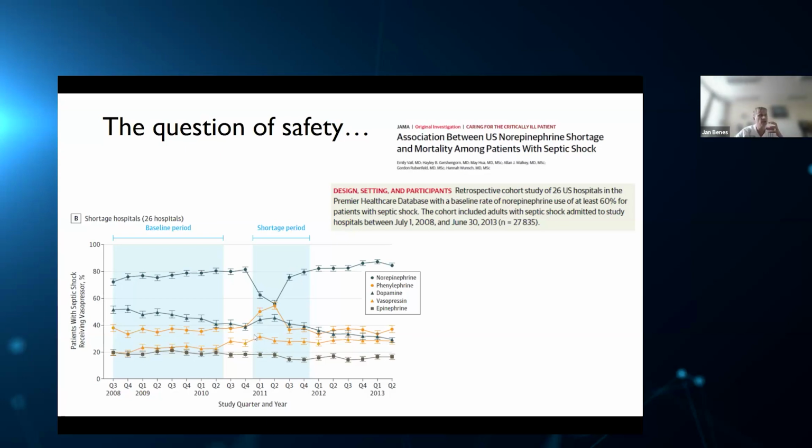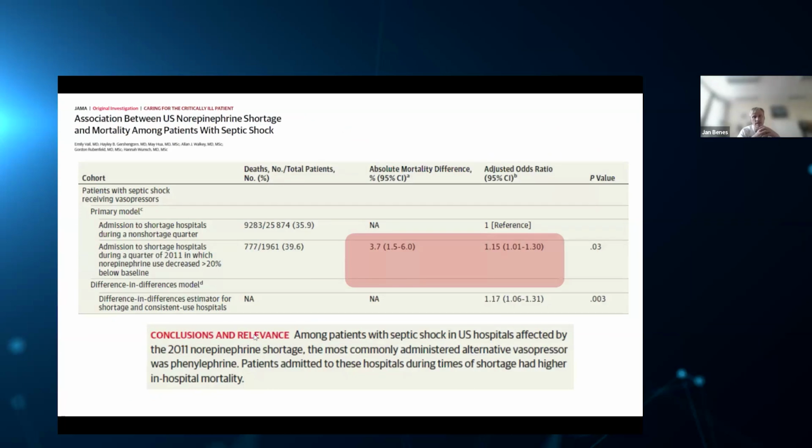But when they analyzed the data, and it's a retrospective analysis, so that's hypothesis generating, you are not sure about this, but the numbers are pretty indicative. Those who received phenylephrine have a much higher risk of mortality in septic shock.